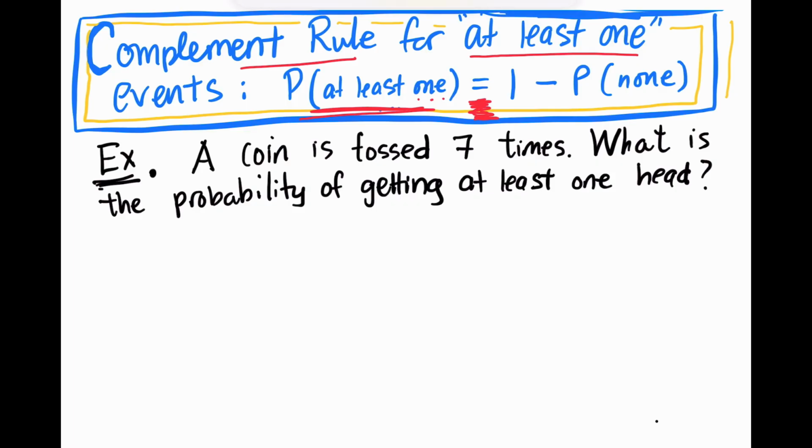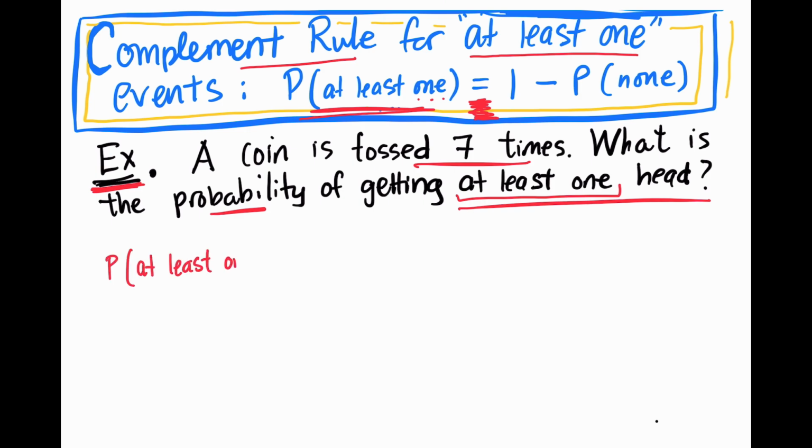Okay, so let's do an example. A coin is tossed 7 times. What is the probability of getting at least 1 head? So there is our key phrase there. What is the probability of getting at least 1 head? So I'm going to write this using the complement rule. The probability of at least 1 head is equal to 1 minus the probability of no heads.